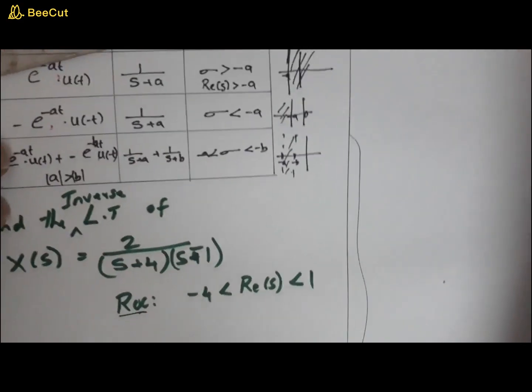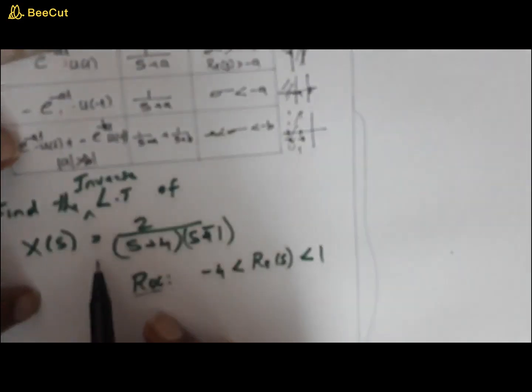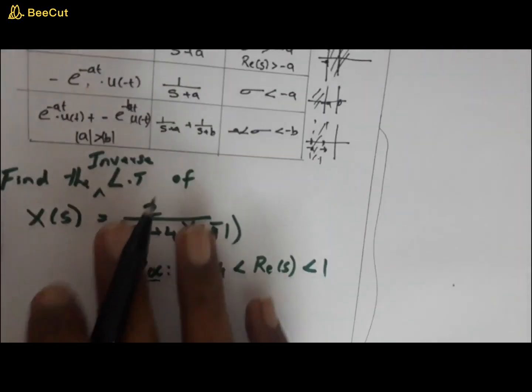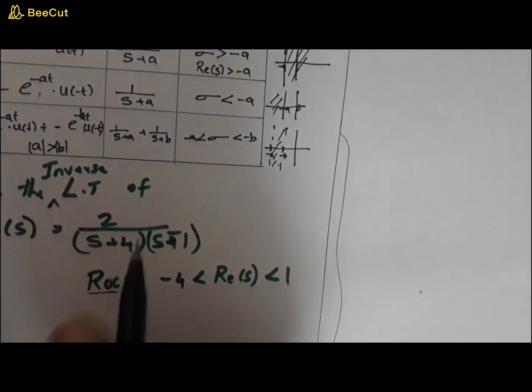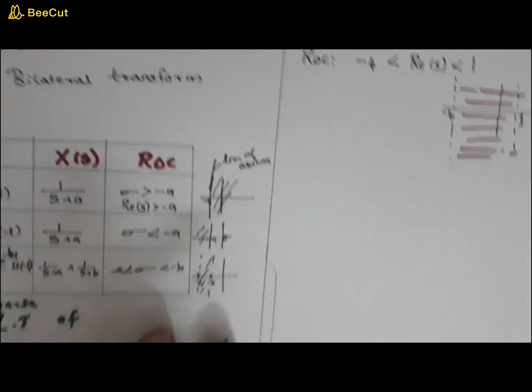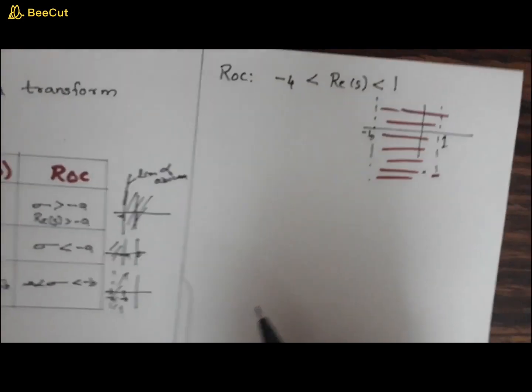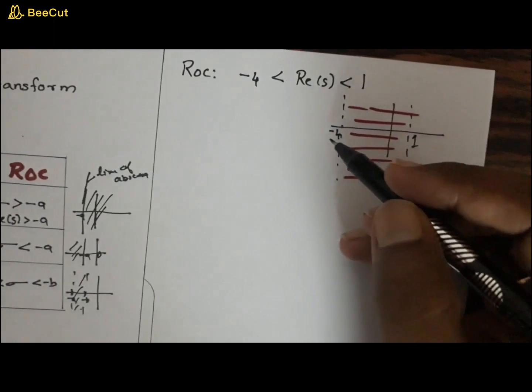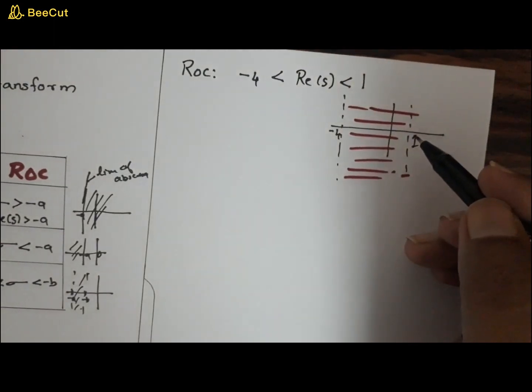So what is the signal? What is going to be the corresponding time domain signal of this frequency domain function which exists in between minus 4 and 1? That is what is understood by asking for the inverse. I repeat, by inverse it refers to what is the time domain signal of this transform which exists in between minus 4 and 1.